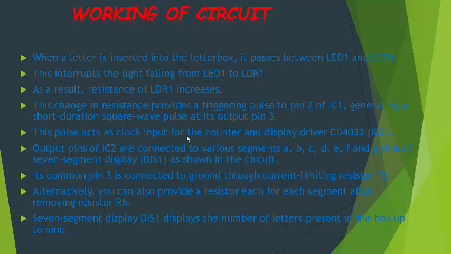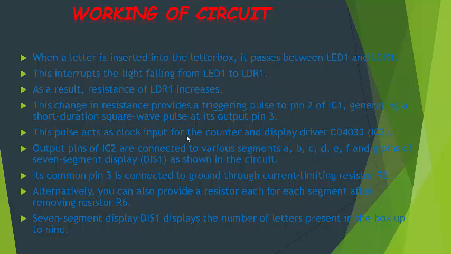Now the main working of the circuit is when a letter is inserted into the letter box. It passes between LED and LDR. This interrupts the light falling from LED to LDR. So as a result, the resistance of LDR increases. This change in resistance provides a triggering pulse to pin 2 of the IC, generating a short duration square wave pulse at its output pin, that is pin 3.